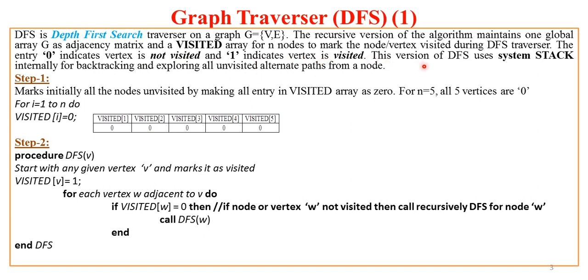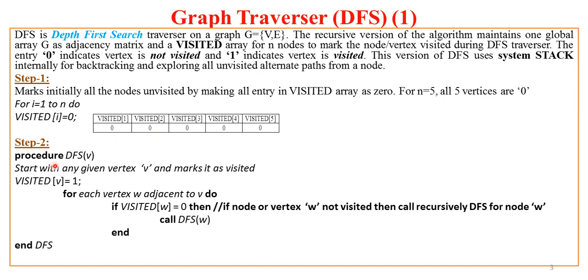This version, being a recursive version, maintains a system stack internally, maintaining the stack frames required for backtracking and exploring all unvisited alternate paths from a given node. Now it has two simple steps. In the first step, we mark all nodes in the visited array as 0 to show that none of the nodes is visited, that is, unvisited.